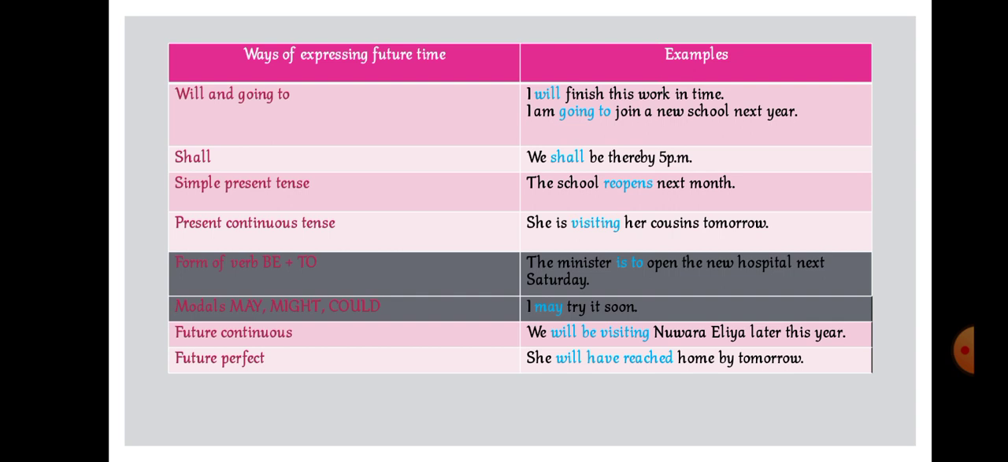That is, the form of verb be plus to. Remember the example there, the minister is to open the new hospital next Saturday. There you can see the form I have used is, then I have added the verb to, right? So that is another example sentence, right? And models, I did not explain about models in detail, about may, might and could, but you will get the same thing as a separate chapter in this year itself. So I'll be explaining that in detail during that lesson, right?